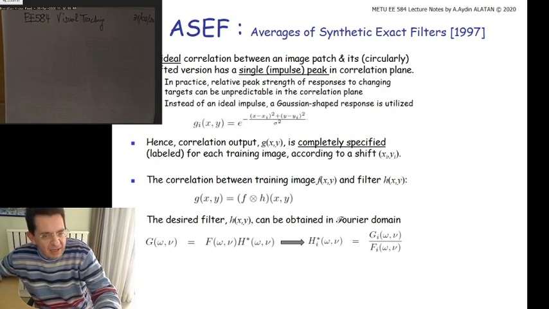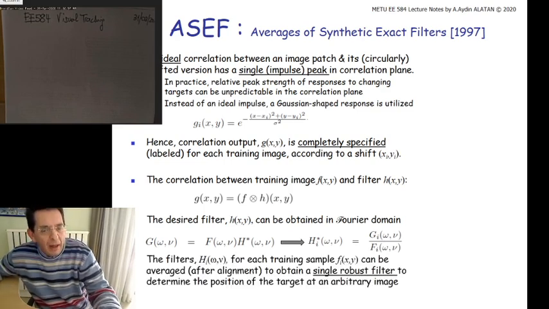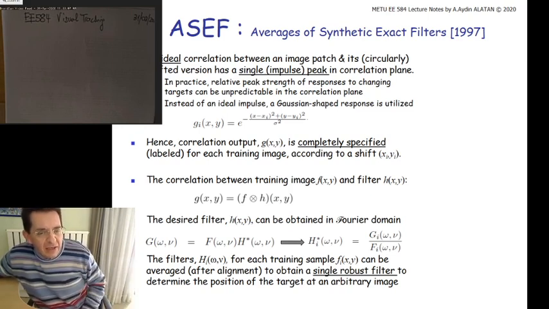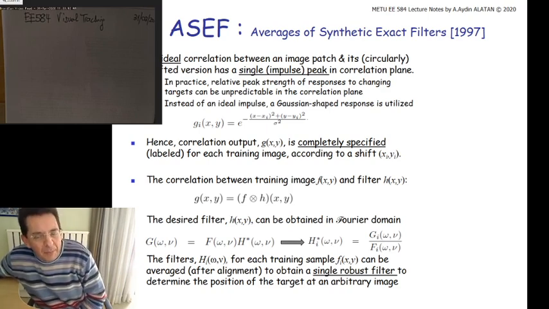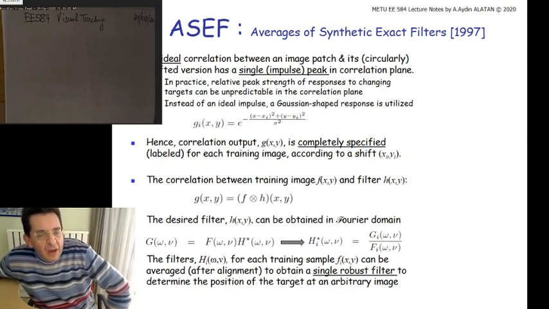Now the trick here is this. Let's use multiple filters for each training sample, which means your previous shifts. Because we have multiple time instances, or if it's not a tracking problem, you have multiple samples of the same data whose positions are shifted a little bit. But we know all of them because they are training data. We will obtain those filters for every such different training data, and we will simply average them.